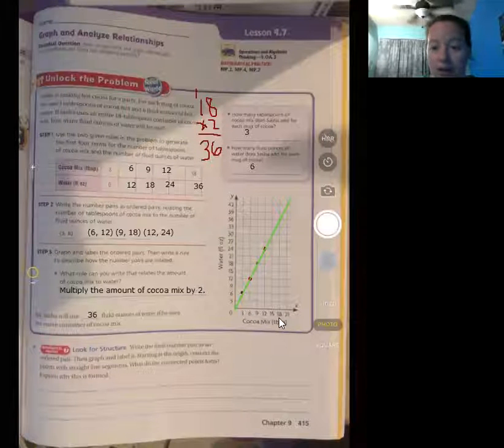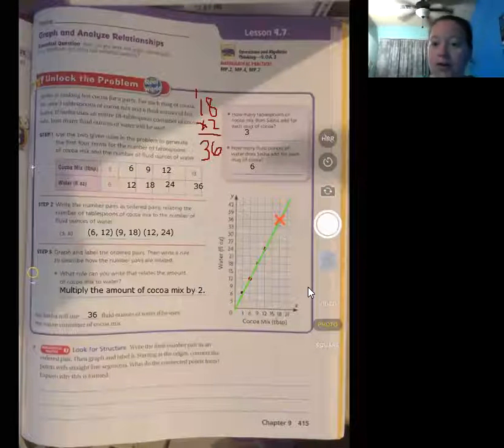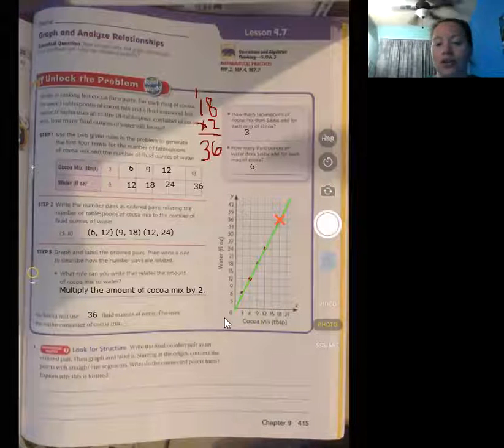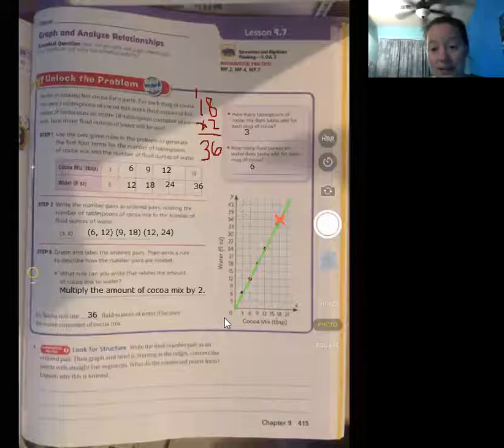Okay. So our question is, at 18, where is it going to be? So I come over here and I go to cocoa at 18, and I go straight up the line to where I hit 18, which is right there. And I look across, and there is 36. When we multiplied 18 times 2, we got 36. So that is, in fact, how many fluid ounces we have. We have 36 fluid ounces.